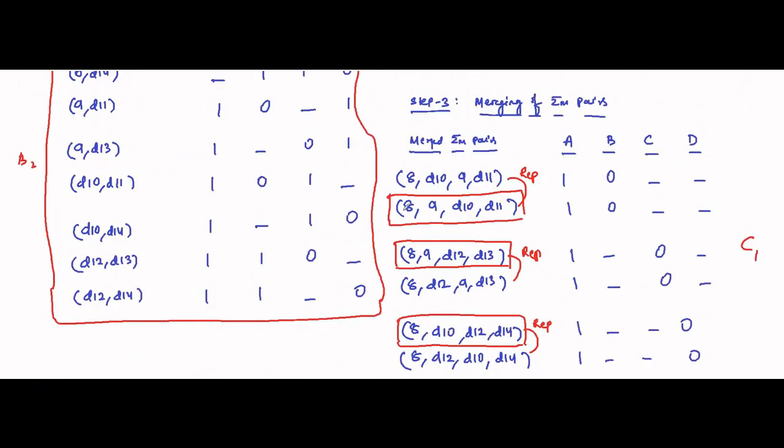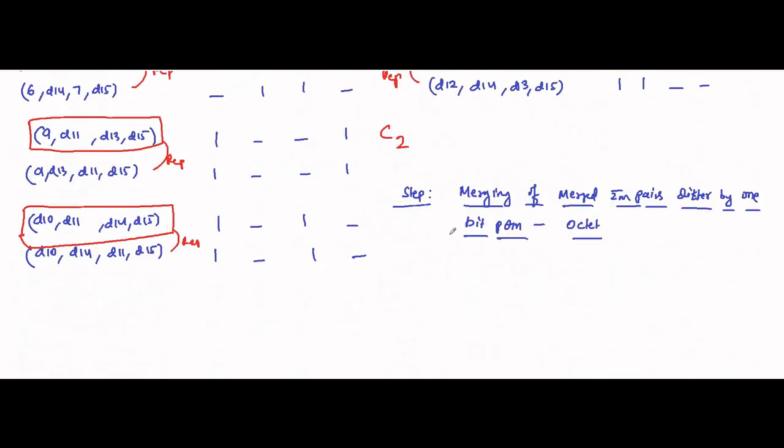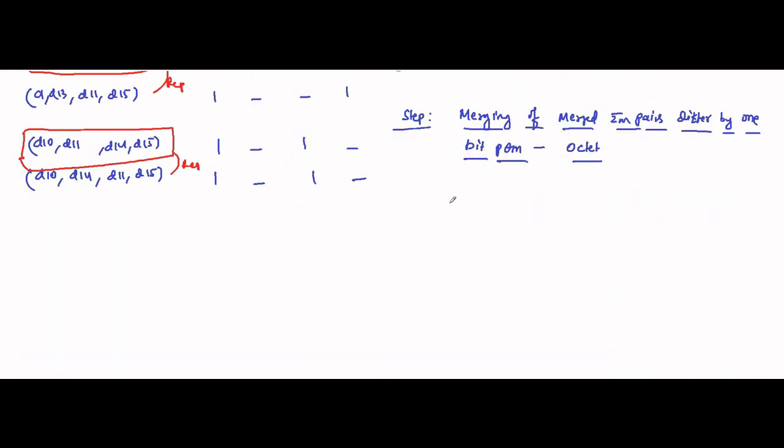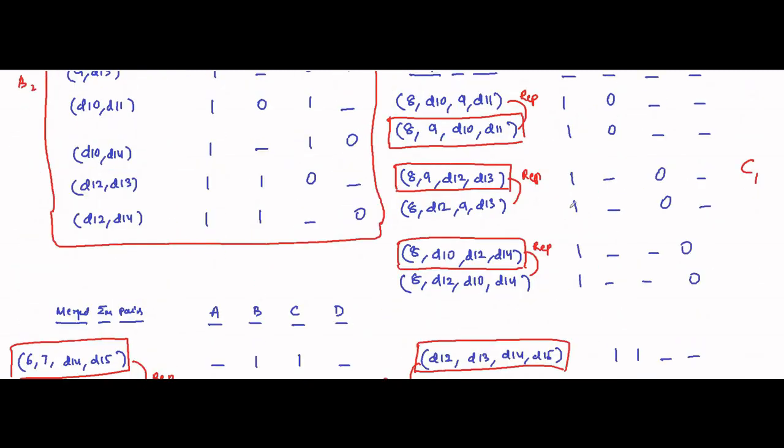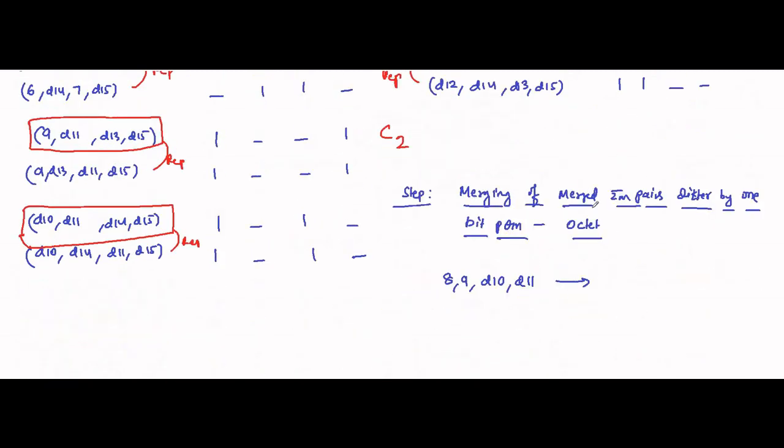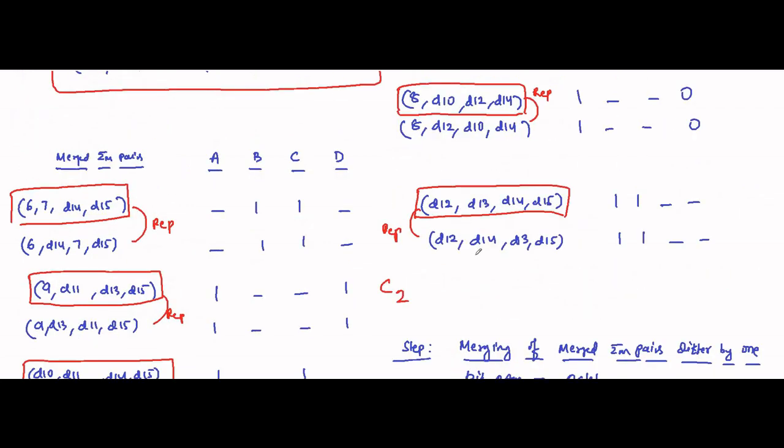If you see the merged minterm pairs 8, 9, D10, D11 with binary representation 1, 0, dash, dash. 1, 0, dash, dash. And here.